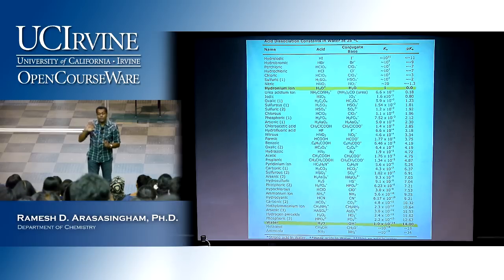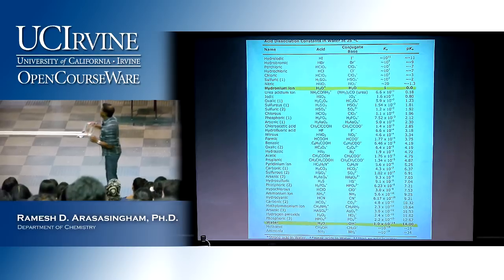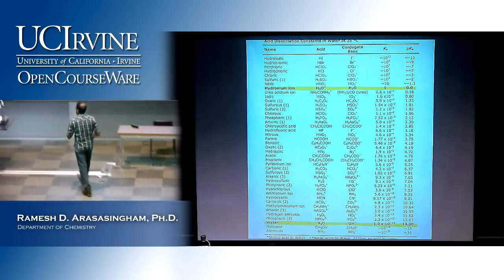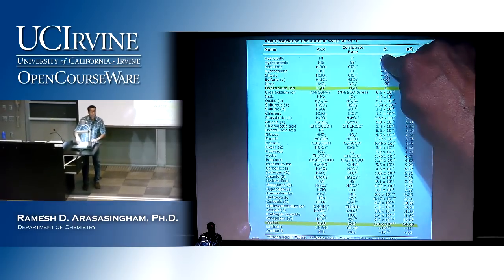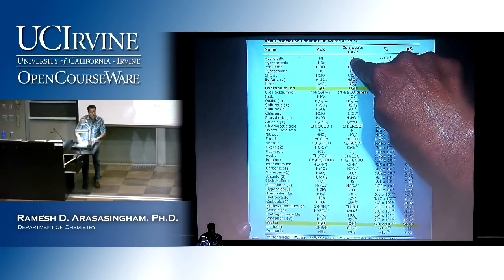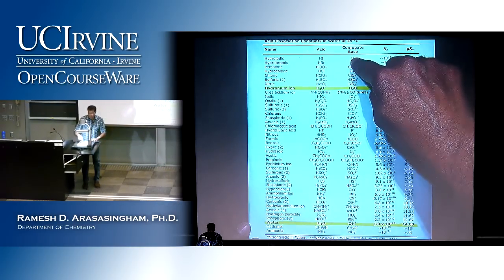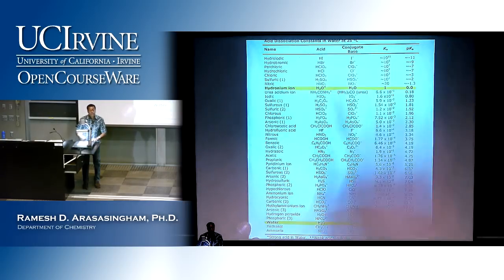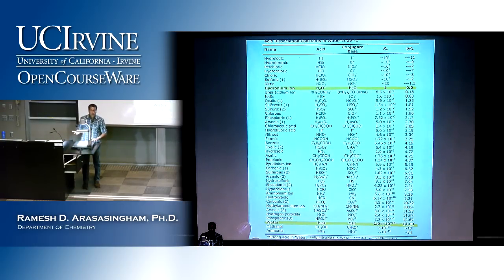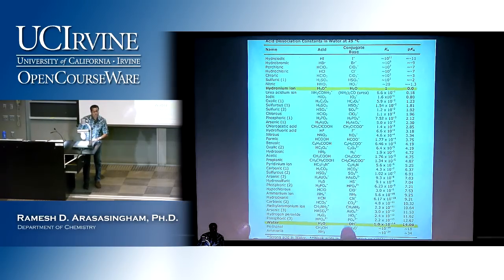So in this table, strong bases will be at the bottom, and weak bases will be at the top. So Kb values would increase as you go down. Now when you take the negative log of that, that flips it around. So if you're looking at pKb, pKb decreases going down. Do you guys get that?